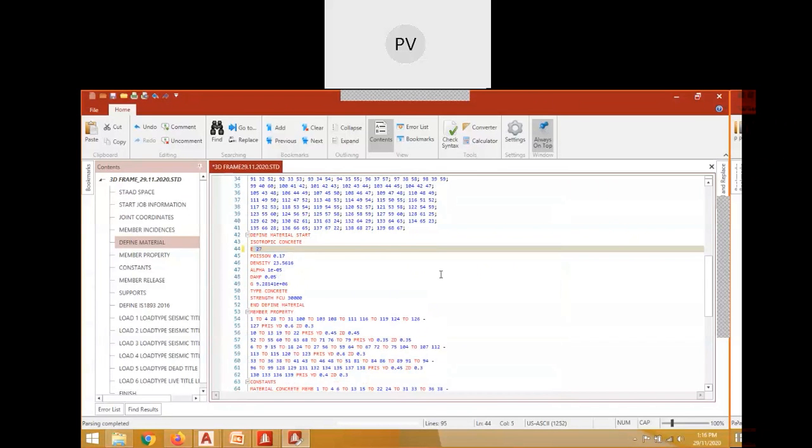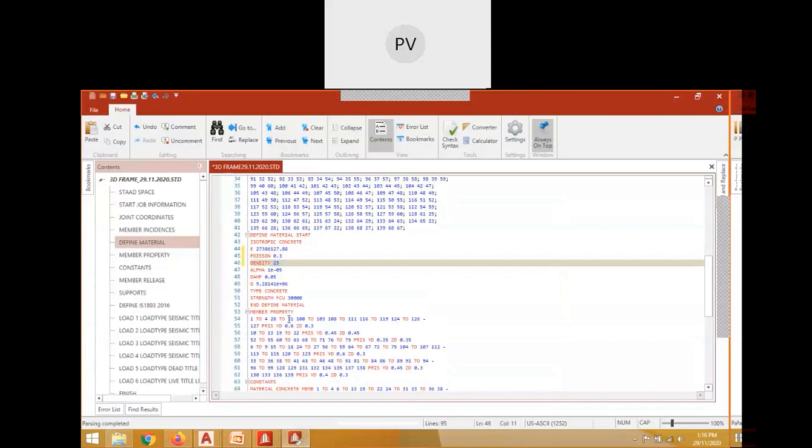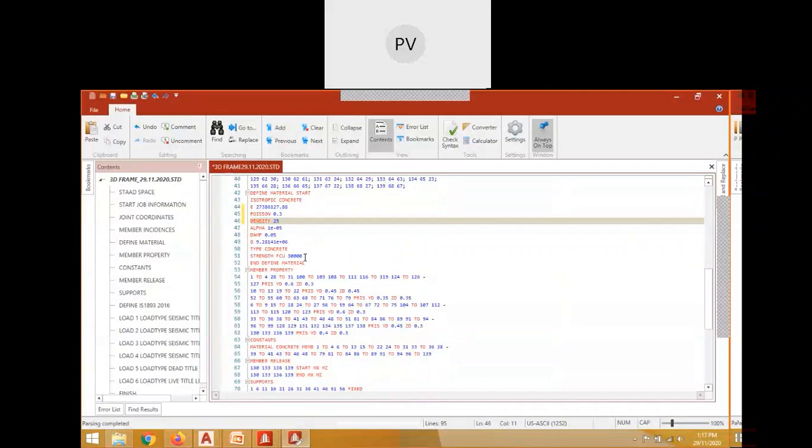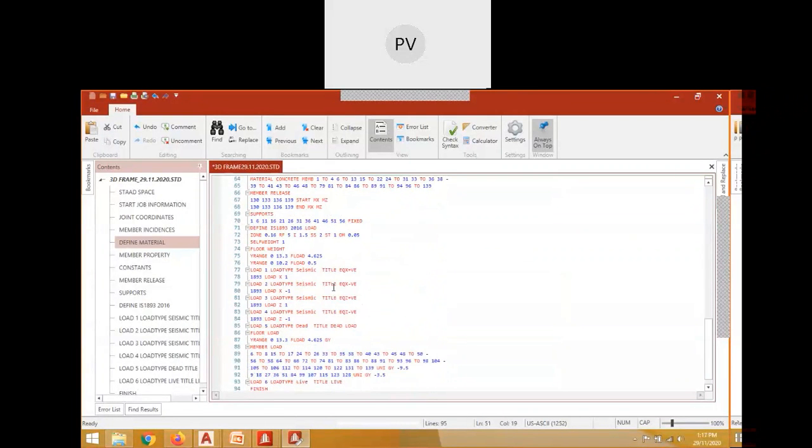So I will just change this value to 27386, which is in kilonewton per meter square. Poisson ratio you can keep 0.3 for the concrete. So let us say it is 0.3, and density also you can change to 25 for the concrete. Other things will be the same. Okay, FCU value you already changed.